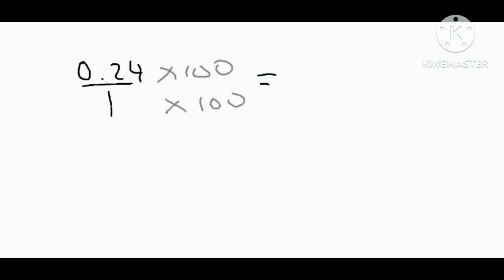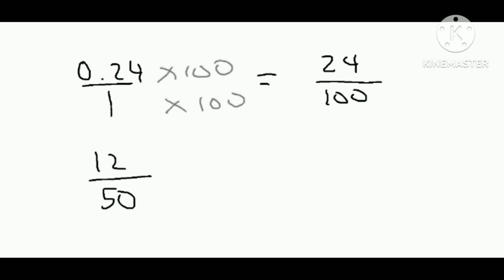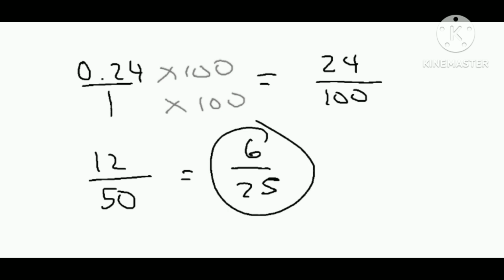0.24 times 100 is 24. 1 times 100 is 100, and then reduce it. Half of 24 is 12. Half of 100 is 50. So we can divide it by 2 again. Half of 12 is 6. Half of 50 is 25. And so 0.24 is 6 over 25 as a fraction.